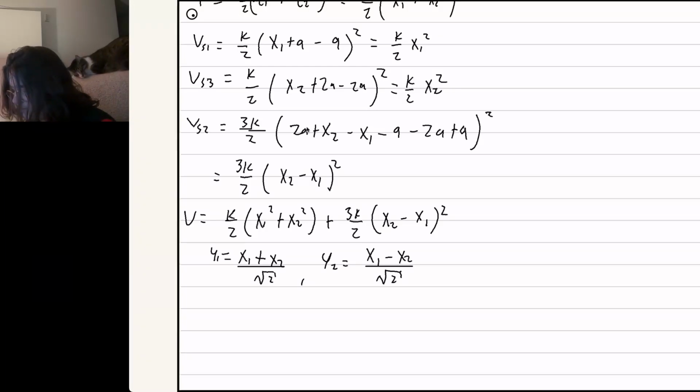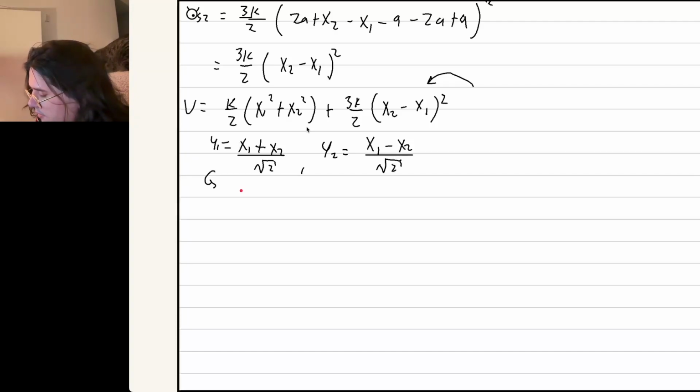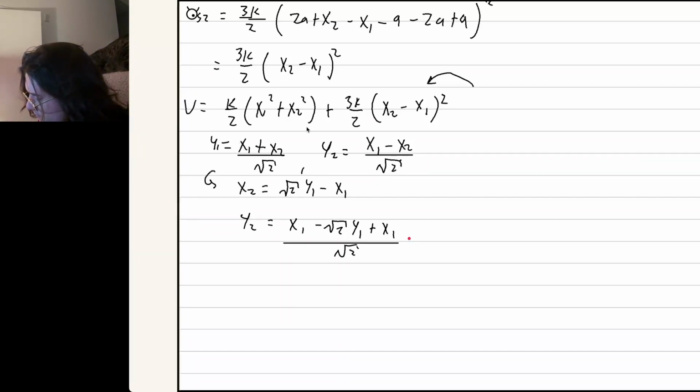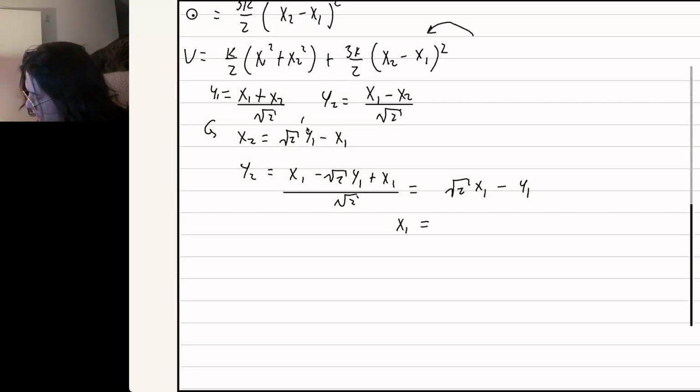Now let me show you how these things work. It's going to be x2 is equal to root 2 y1 minus x1. And I'll plug that into the other equation. y2 is equal to x1 minus root 2 y1 plus x1, all over root 2. And so we have 2x1 minus root 2 y1 over root 2. I'm actually just going to write it like this: root 2 x1 minus y1 is equal to y2. Let's solve that for x1. So we'll have x1 equals y2 plus y1 divided by square root of 2. Awesome.